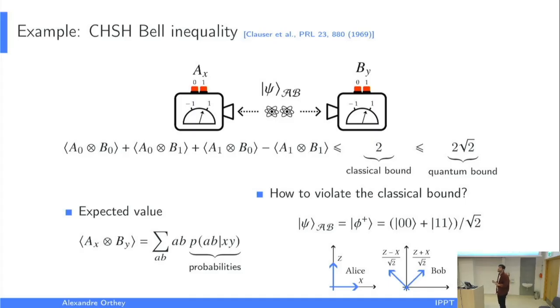How do you get that? Well, one way to get that is to use the maximally entangled state of 2 qubits, phi plus, |00> plus |11> over square root of 2. And the measurements that Alice can perform and Bob can perform to reach this maximum value are X and Z for Alice, and also these orthogonal measurements, but 45 degrees rotated, for Bob's side.